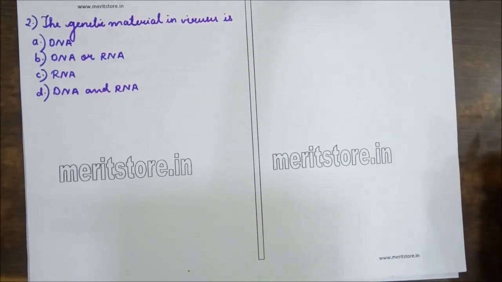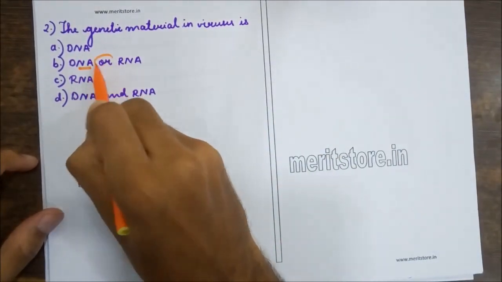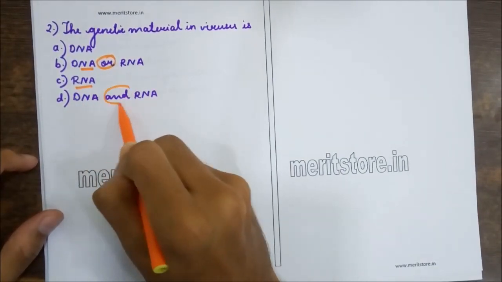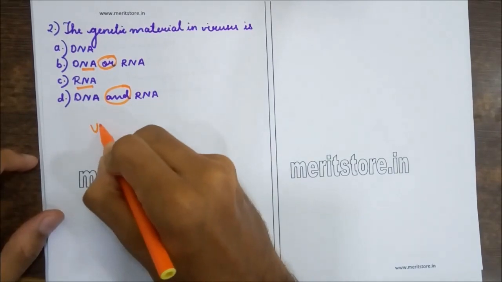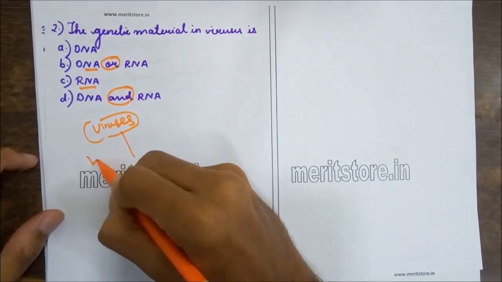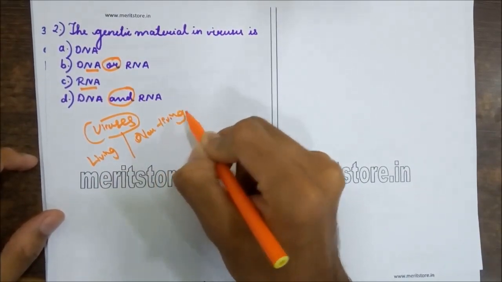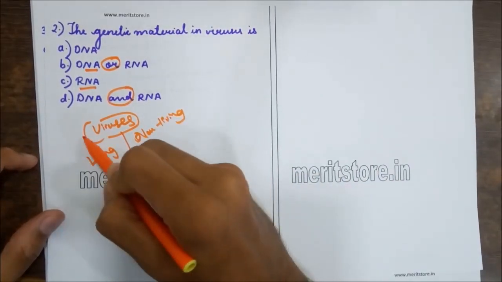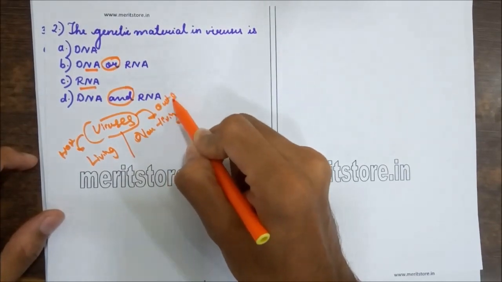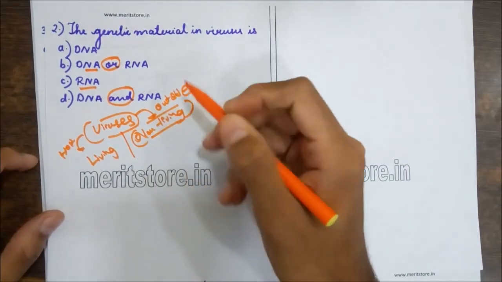Second question, the genetic material in viruses is: A option DNA, B option DNA or RNA, C option RNA, and D option DNA and RNA. First of all, viruses are on the border of living and non-living, that we need to understand. In the host they become active, outside the host they are inactive, which we call non-living, since they do not replicate on their own.